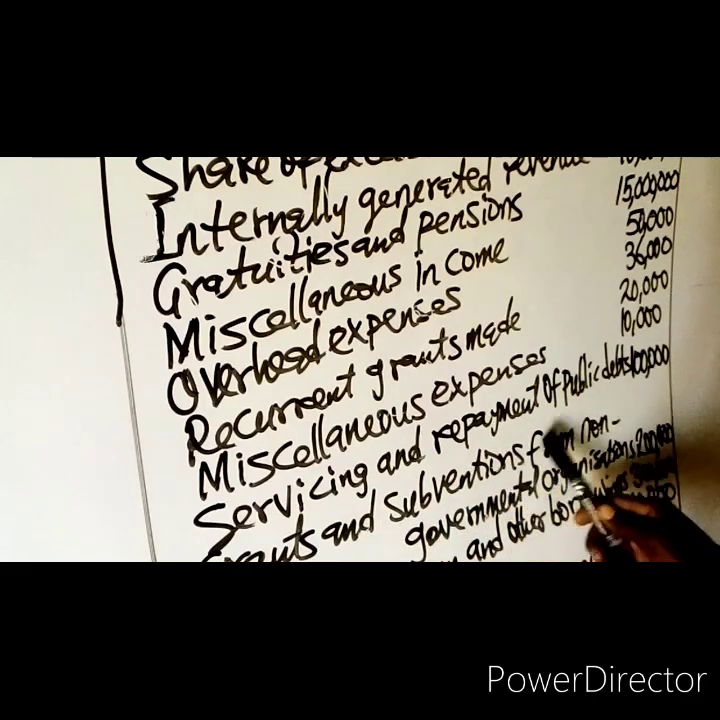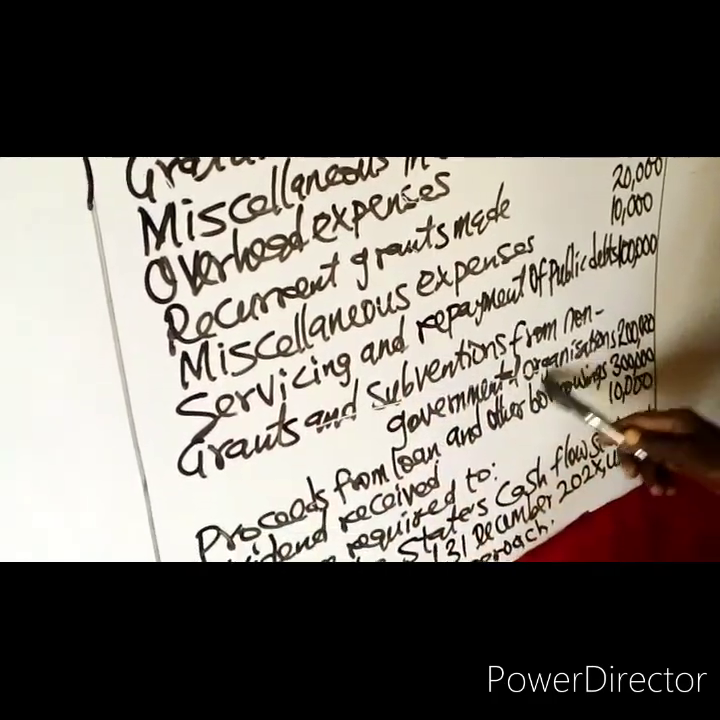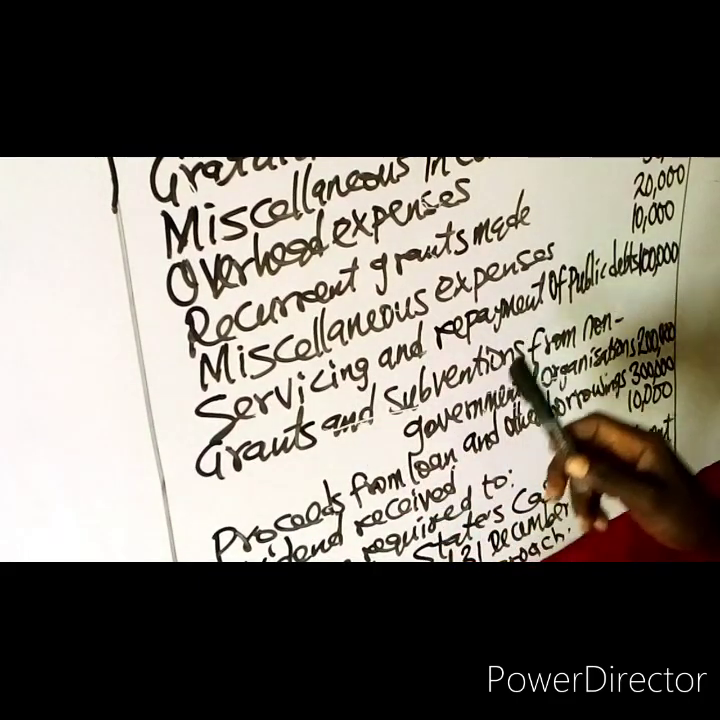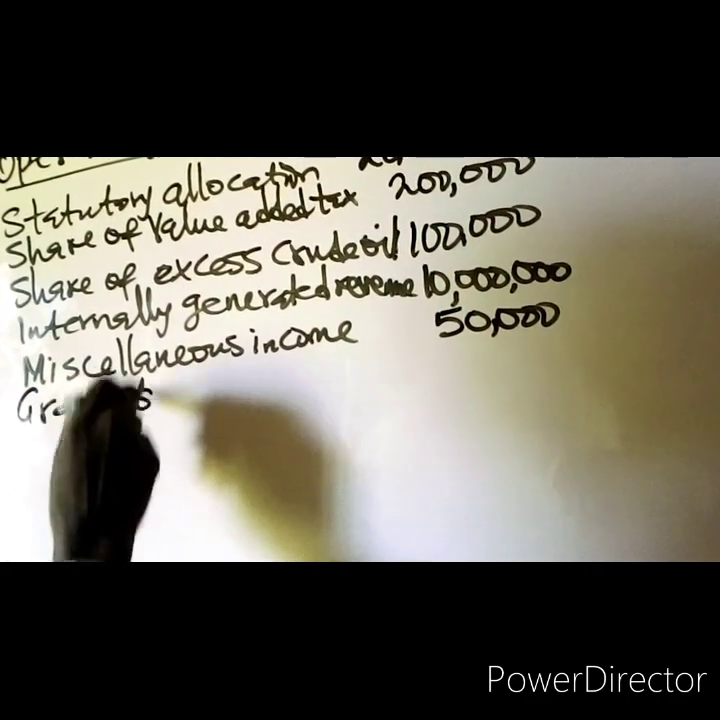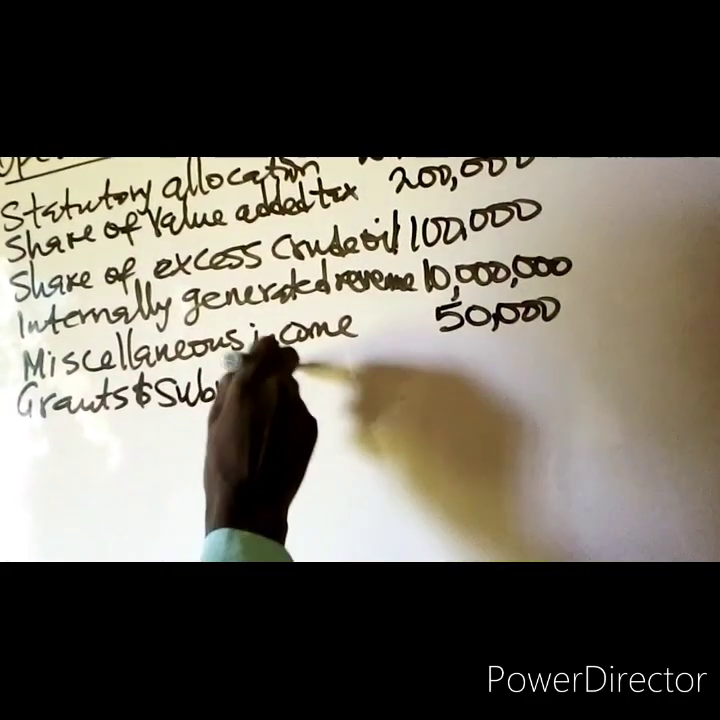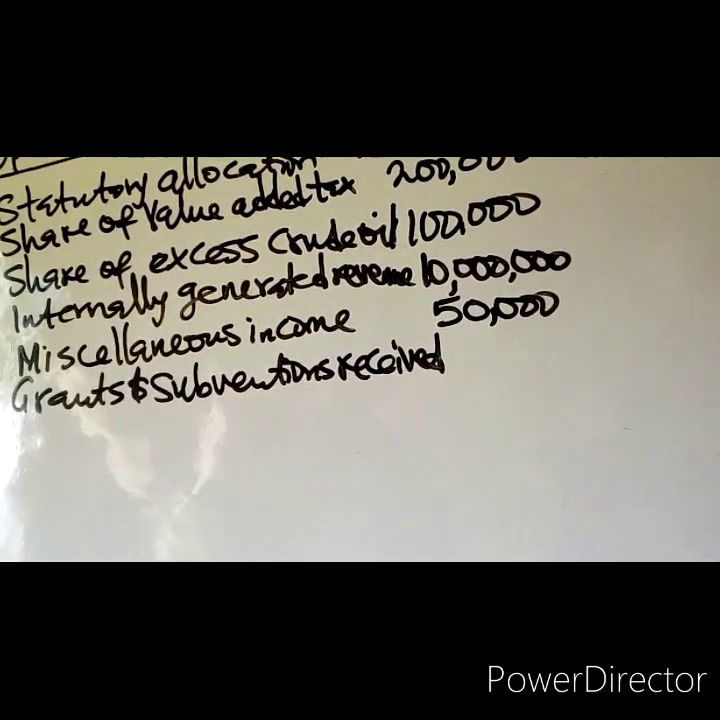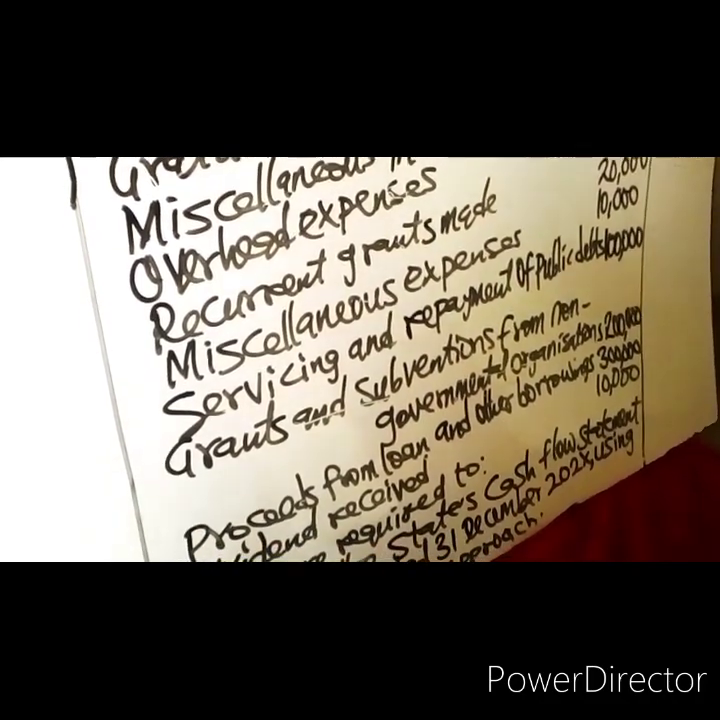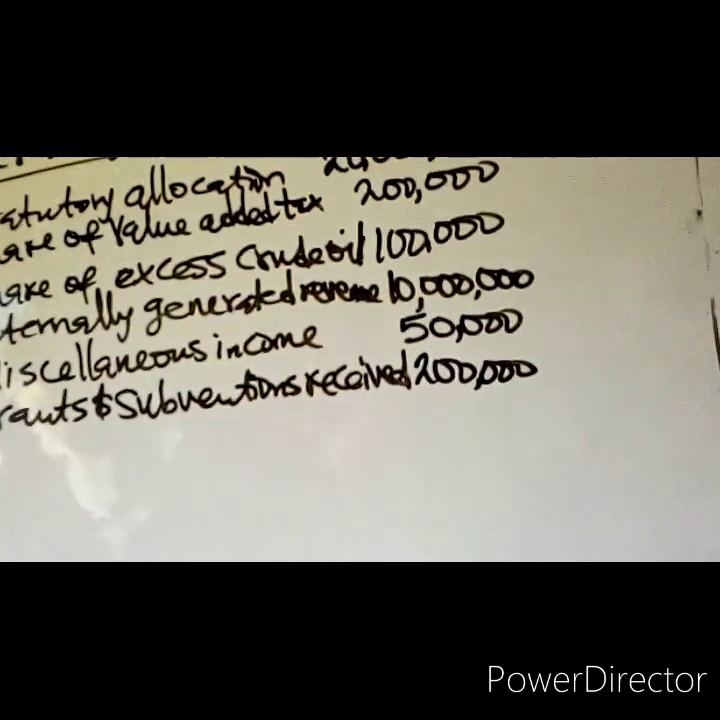Grants and subvention from non-governmental organizations. It is the government that received these from non-governmental organizations, and that is 200,000. Grants and subventions received, the one received from non-governmental organizations, and that is 200,000. So it's an income of government. So it's a receipt.